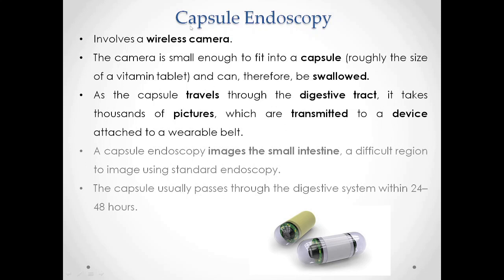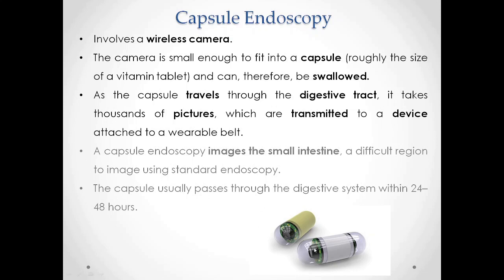There is an advanced terminology called capsule endoscopy. As the name indicates, the endoscope is packed inside a capsule just as medicines are packed. It involves a wireless camera. This is a recent trend. So a wireless camera is inserted, and that camera can be fitted inside a capsule. Looks like a vitamin tablet, right? You have to swallow this tablet. When this capsule travels through our digestive tract, it takes thousands of pictures which are then transmitted to a device which is attached to our wearable belt in the waist. You will see the picture in the next slide.